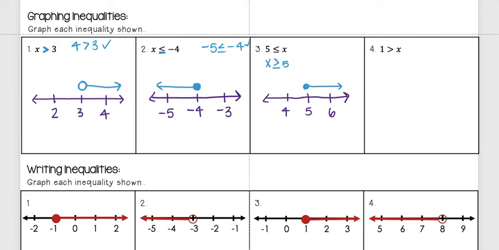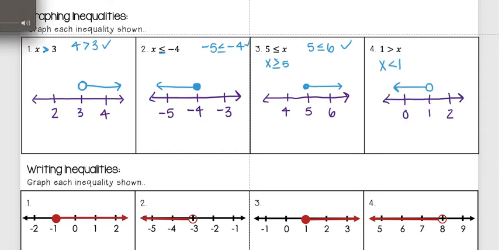And I can again check my work. If I plug in 6 into this original one, 5 is in fact less than or equal to 6. So I'm good. Okay, go ahead and pause the video and try that next one. And again, be careful because your variable is on the wrong side.